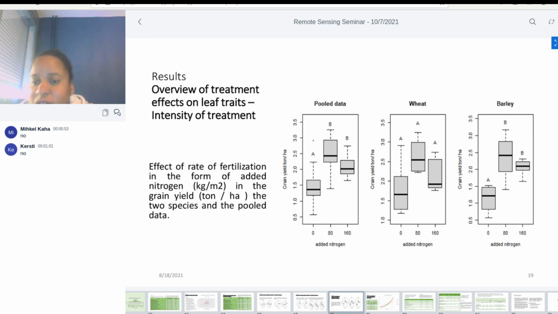And finally, we compared the grain yield with the intensity of treatment. And I think what is worth noting in this case is that the highest grain yield, for the pooled data and for the two species separately, was obtained for 80 kilograms per square meter concentration of nitrogen added to the soil.